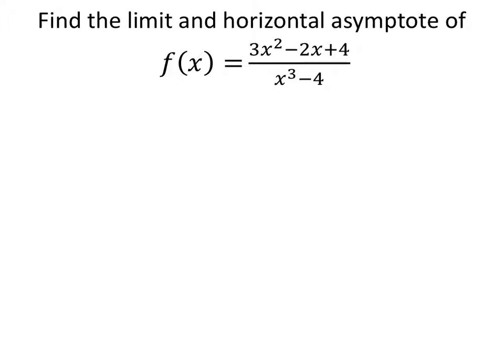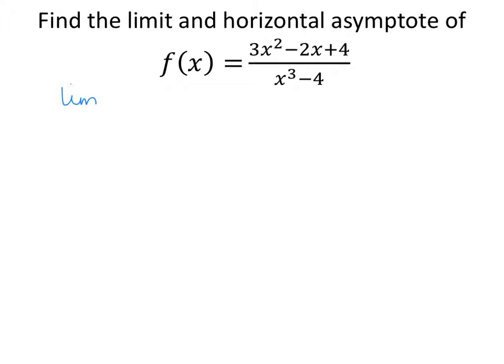All right, so let's try another one. That last one actually had no horizontal asymptote, so not every function will have a horizontal asymptote. This one does. I have f of x equals 3x squared minus 2x plus 4 over x cubed minus 4. Now, we do have vertical asymptotes, but we'll skip that one because we want to focus on the horizontals this time.